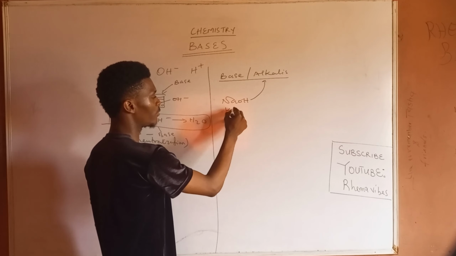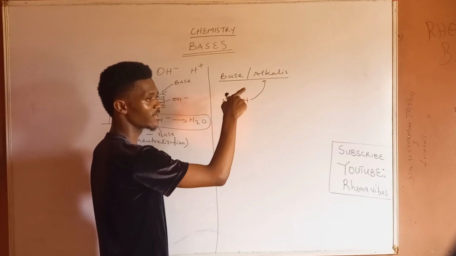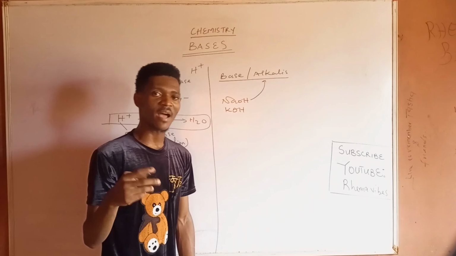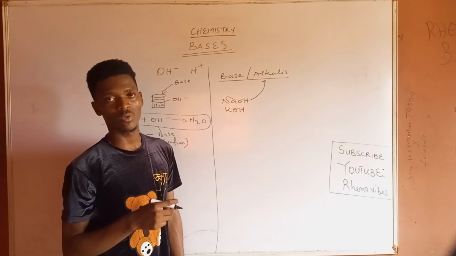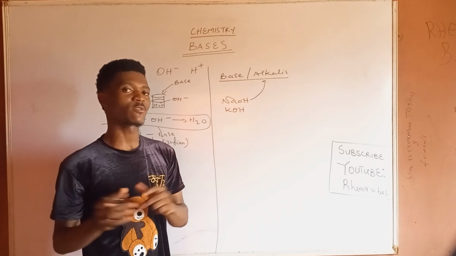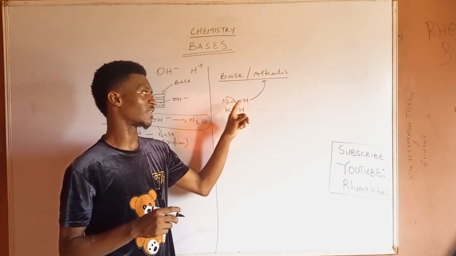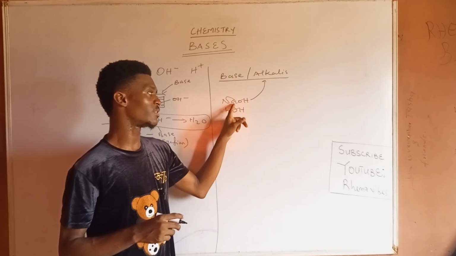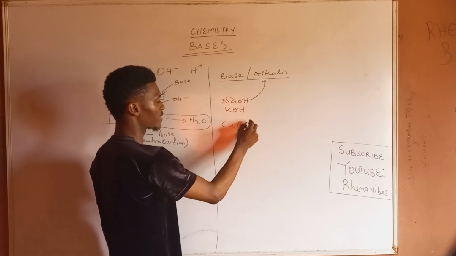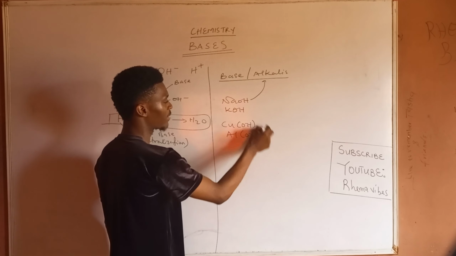Then we also have KOH. Now, sodium hydroxide and potassium hydroxide are considered to be alkalis. Now, why are they considered to be alkalis? Because they are soluble basic hydroxides, meaning that they dissolve in water and they are bases. Okay, so it is not all hydroxides that are considered to be alkalis. It is only those that dissolve in water that are considered to be alkalis. Examples include these two. Now you can have this one, copper hydroxide, and you could have aluminium hydroxide.